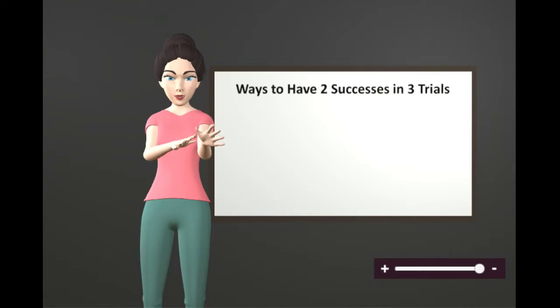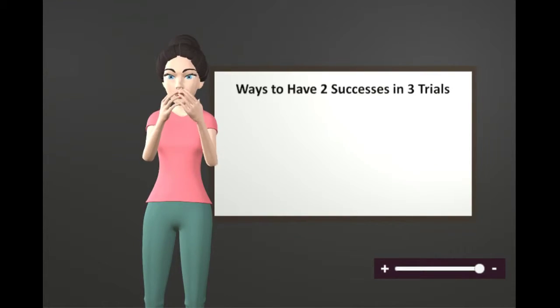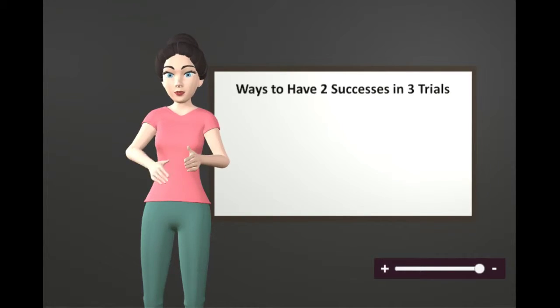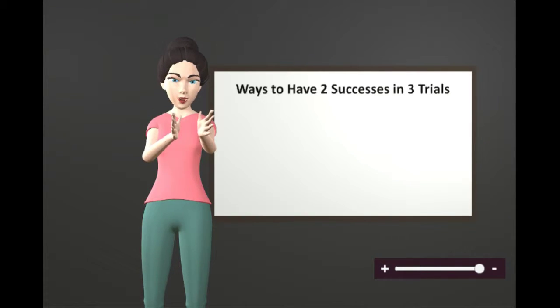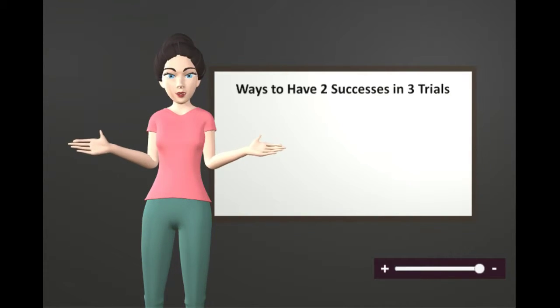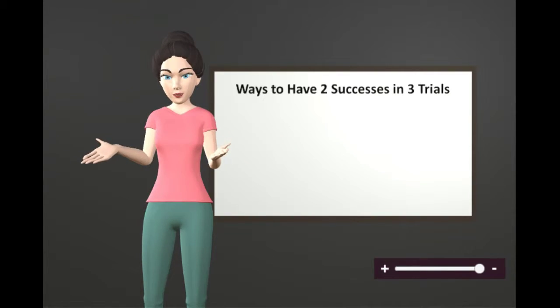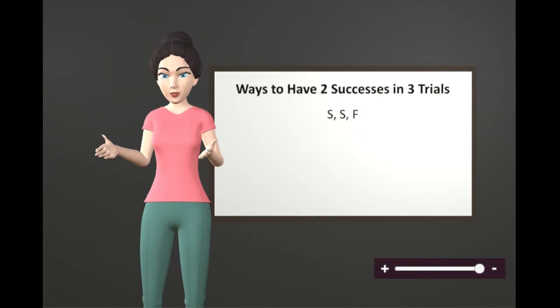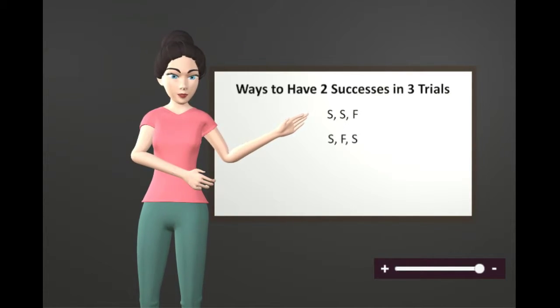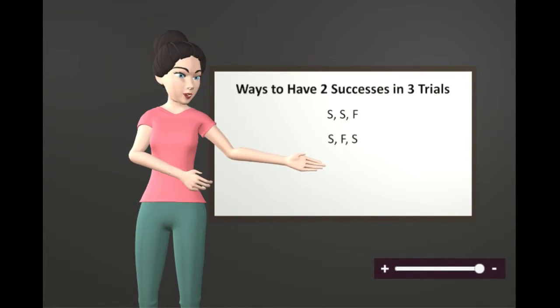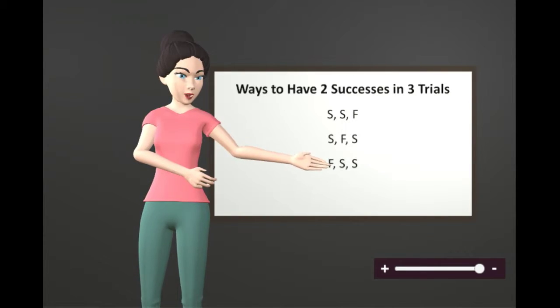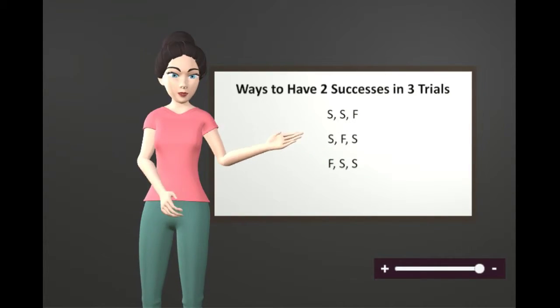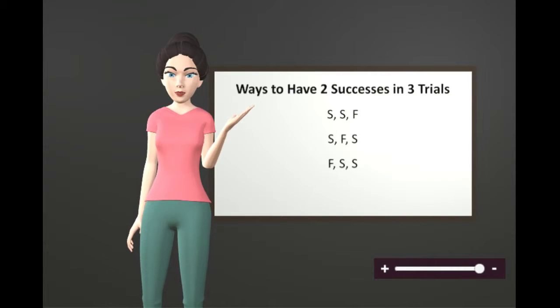Now you know how to compute the joint probability of a sequence of successes and failures. The next step is to figure out how many different sequences, that is, patterns of successes and failures, have that same number of successes out of n trials. For example, there are 3 different ways that we can have 2 successes from 3 trials. Success, success, failure. Success, failure, success. Failure, success, success. As you can see in each sequence, there are 2 successes and 1 failure.